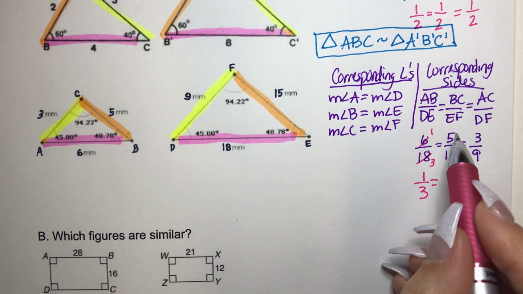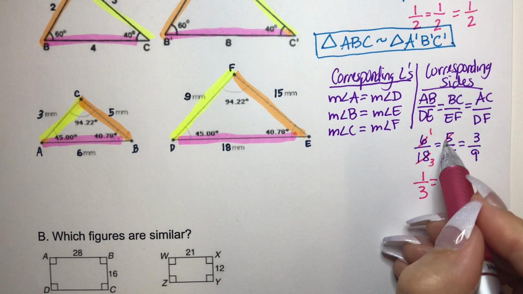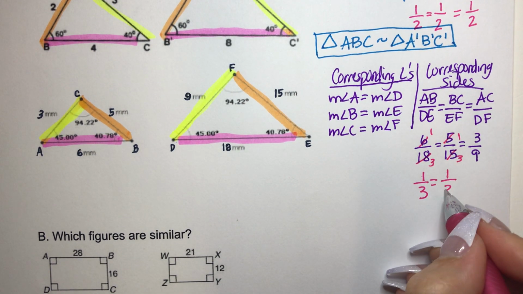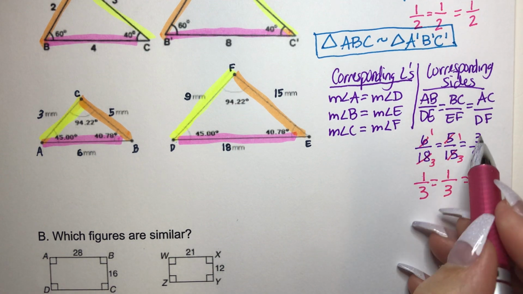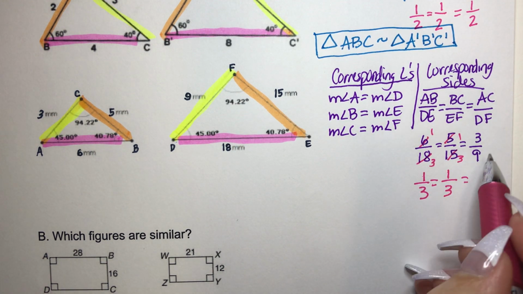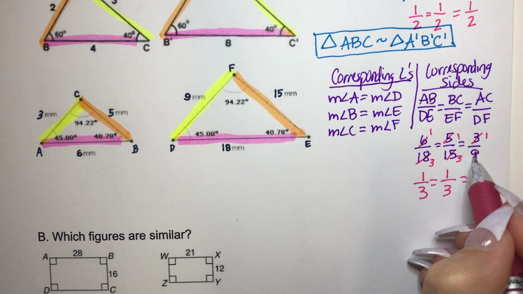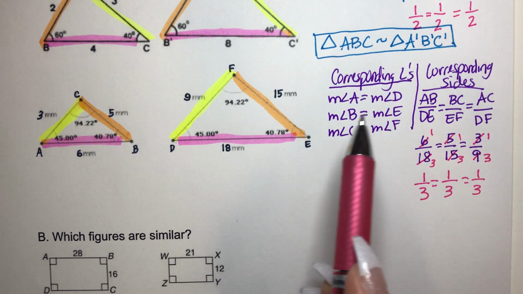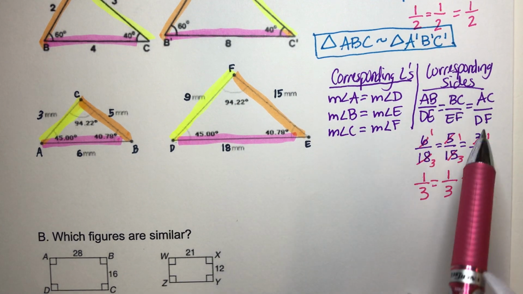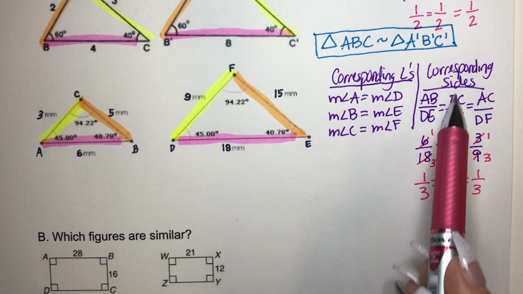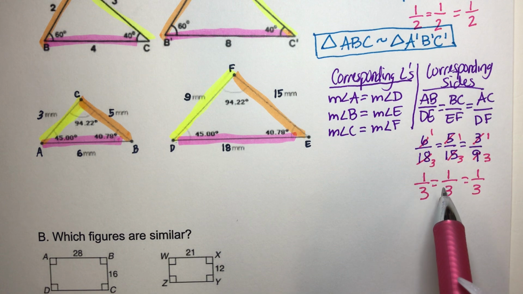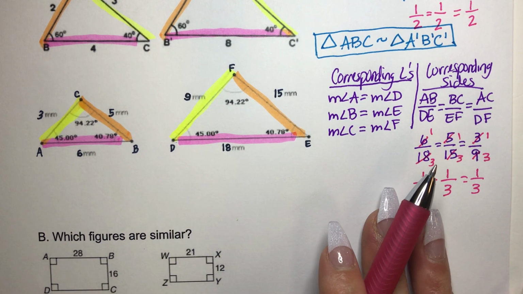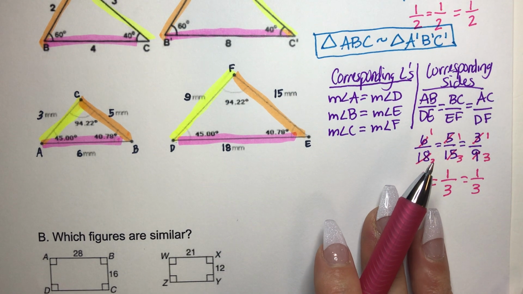5 fifteenths, they have a common factor of 5. 5 goes into 5 one time, 5 goes into 15 3 times, so we have 1/3 again. And then 3 ninths, is there a common factor? Yes, 3. 3 goes into 3 one time, and 3 goes into 9 3 times, so we have 1/3. So since our corresponding angles are the same, and our corresponding sides have equivalent ratios that are all the same, we know that these two triangles are similar.